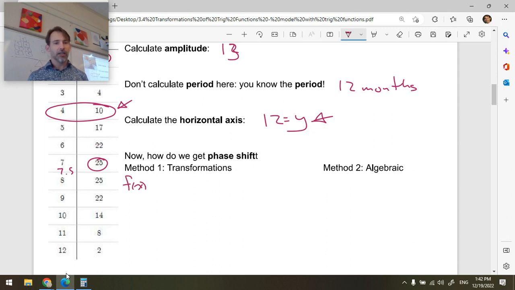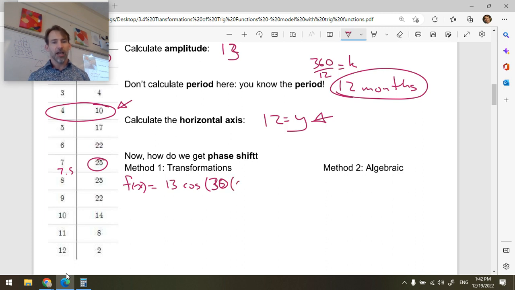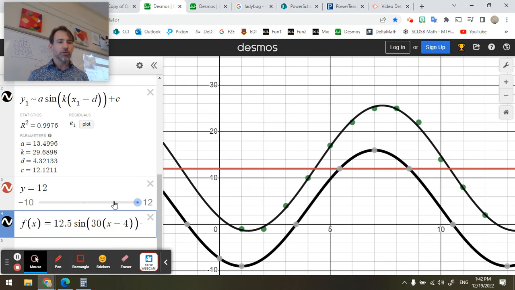f(x) is equal to the amplitude, 13, cosine of, still 15, no, 30, because my period is 12 months, and 360 divided by the period gives you k, and that's 30. So 30 multiplied by (x minus 7.5) in the brackets, and then plus the horizontal axis, 12. Let's go ahead and pump that into Desmos and just verify.